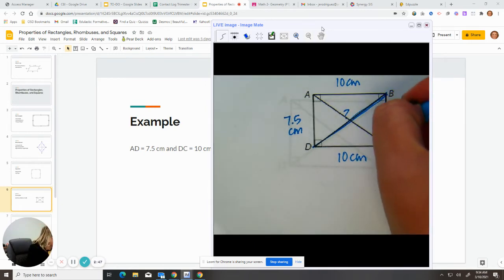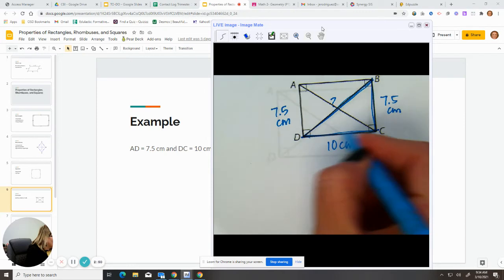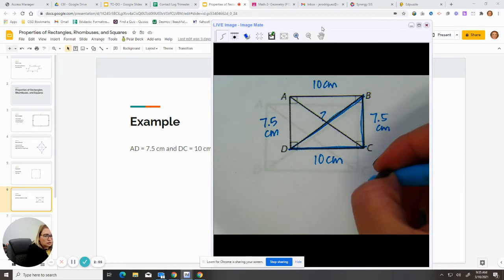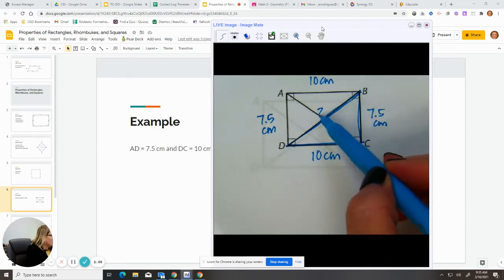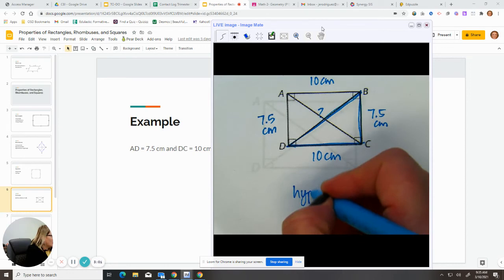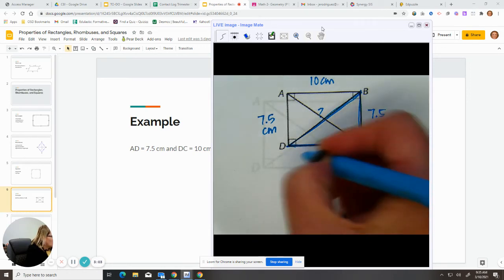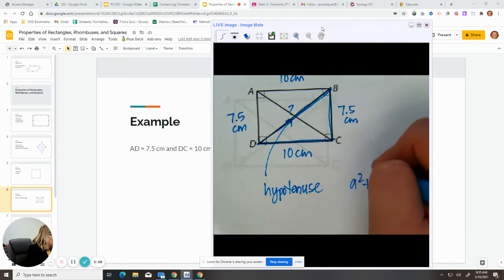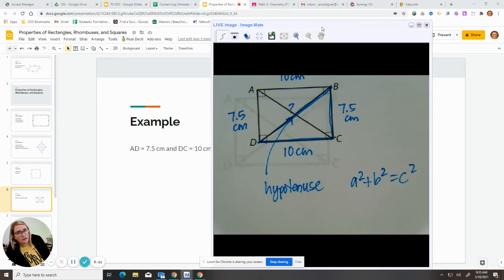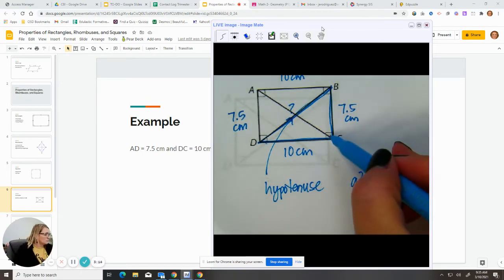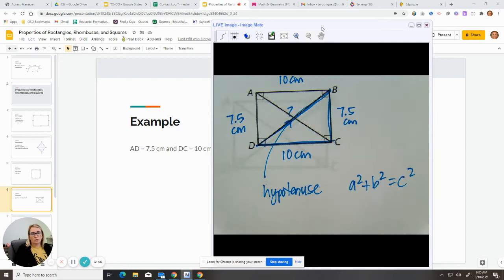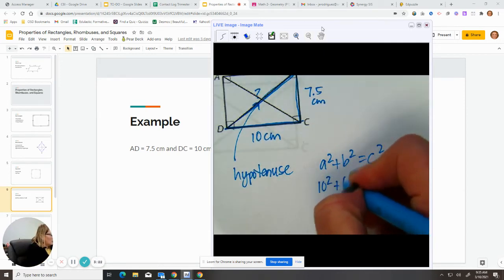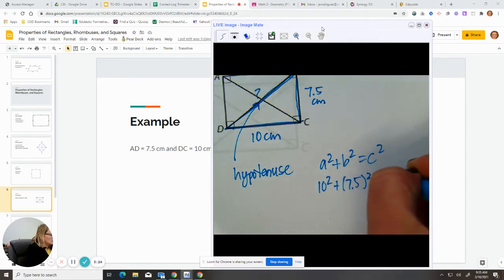So we know based on our units before that this right here is a right triangle. And in a right triangle, we can find this, which is called the hypotenuse, right? This right here is the hypotenuse, and we can find that through the Pythagorean theorem, which is a squared plus b squared equals c squared. And we know we can use that because this is a right angle and we have 2 legs and we're looking for the hypotenuse. So we're just going to plug in 10 squared plus 7.5 squared equals c squared.